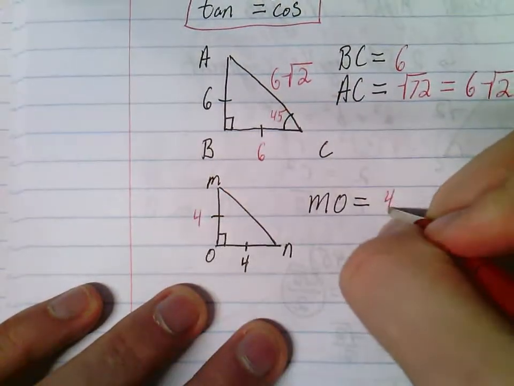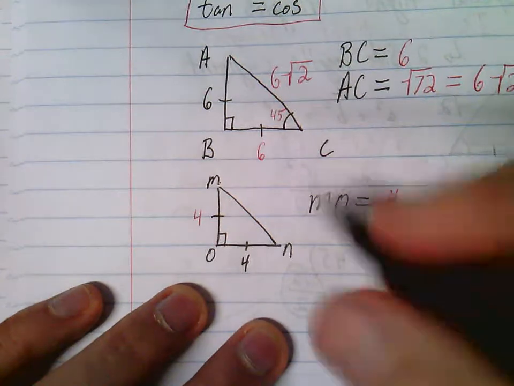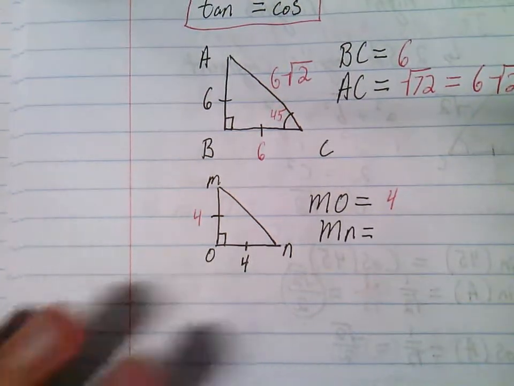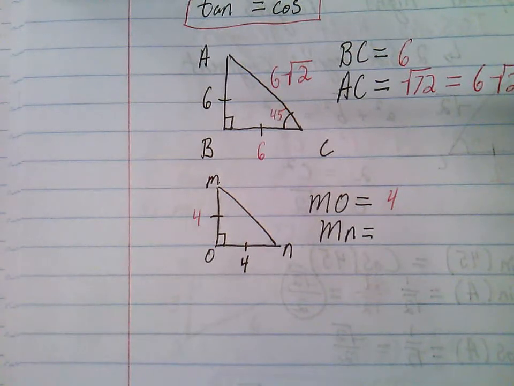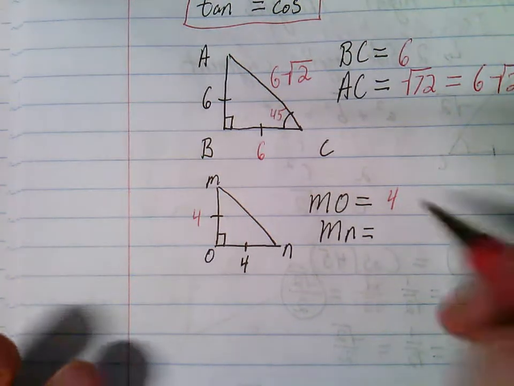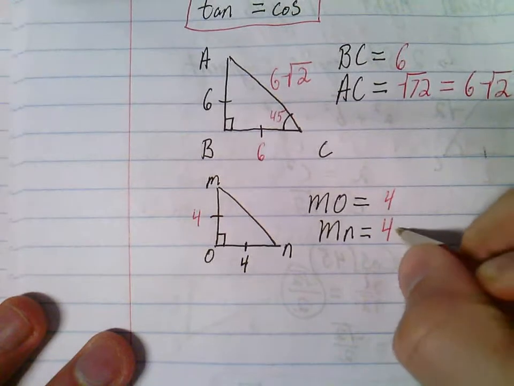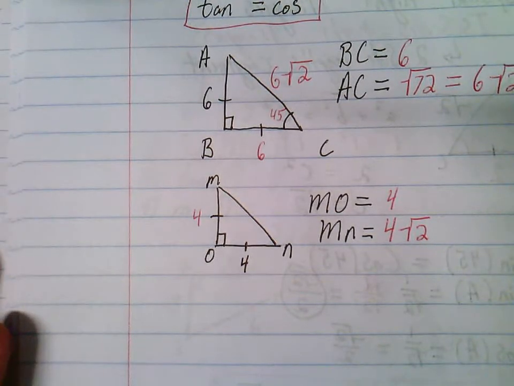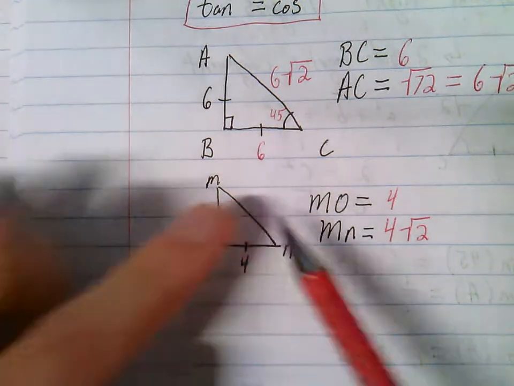MO is 4. What is MN? 4 times square root 2. And that's true for all isosceles right triangles. It's this number times the square root of 2.